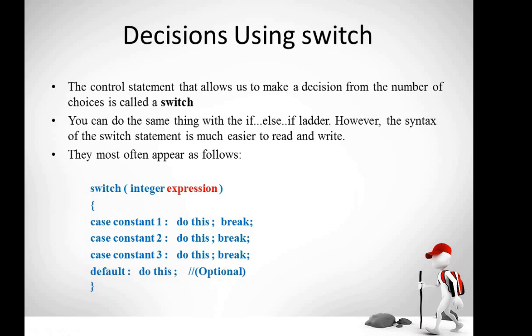This expression can be an integer, a character, or any other data type of expression. But here it's constant 1, constant 2, constant 3, which means these are all integers. That's why it is written like that, integer expression. It can be a character also. So this is your expression. And one important point is that you don't put a semicolon over here.